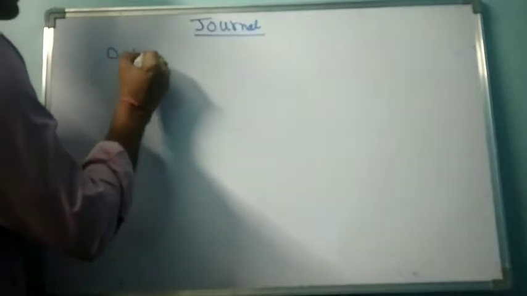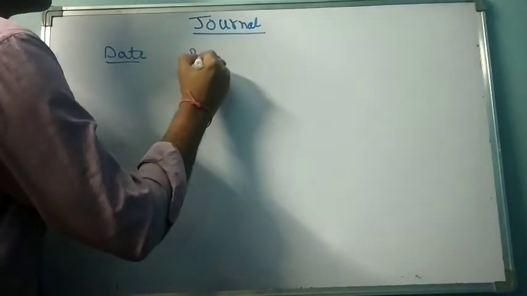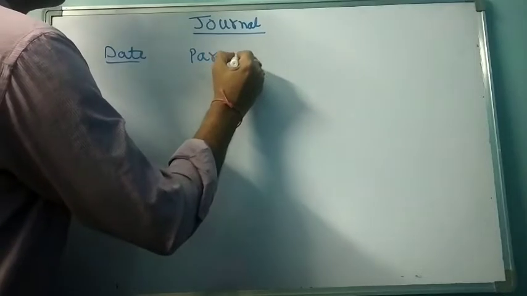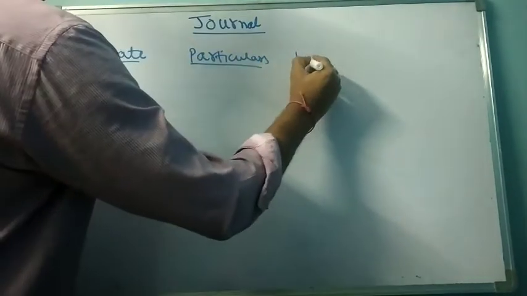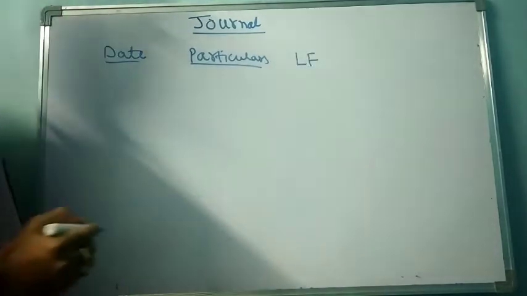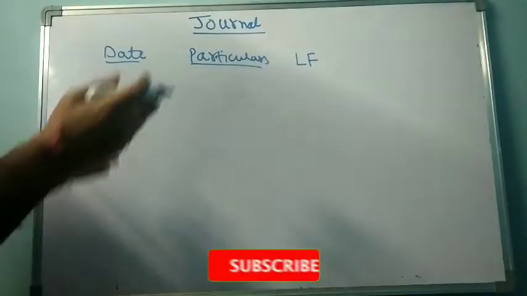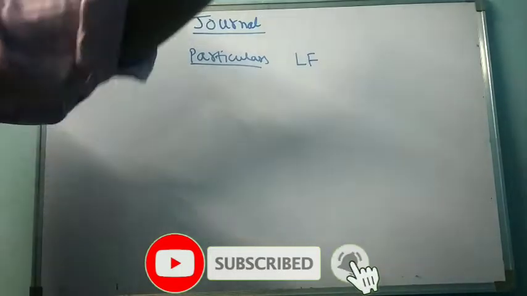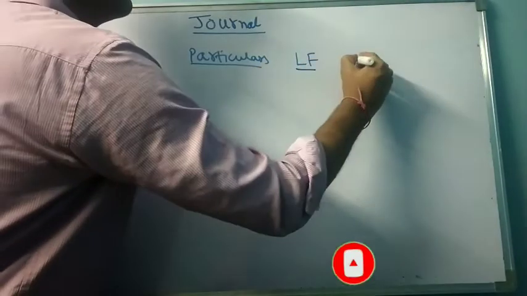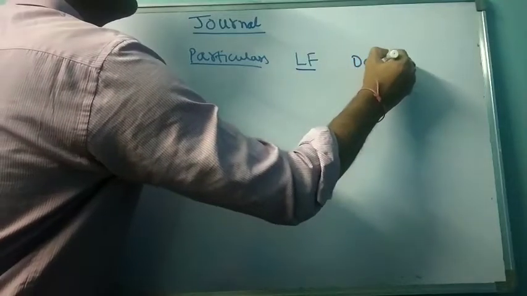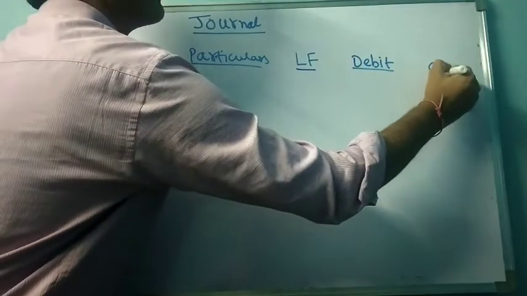Date, particulars, LF. Ledger folio means page number. Whatever the transaction you record in the journal, to which page it will be transferred to another book, that is known as ledger folio. Then debit amount, credit amount.